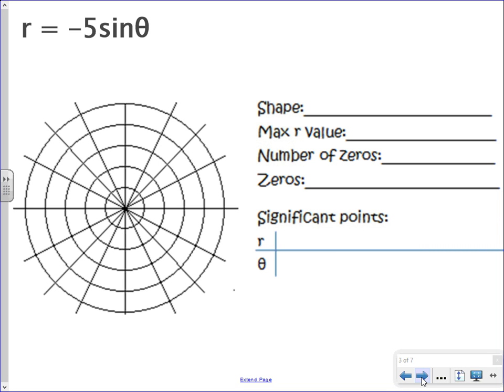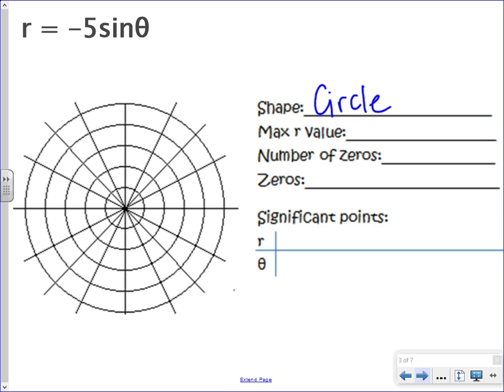Okay, so for sure, every time we get a polar equation, we need to decide on its shape. We have r equals -5 sine theta. We know the shape is a circle, so that's what we're going to write. I will always have you identify the max r value, which is just the furthest away we get from the pole.